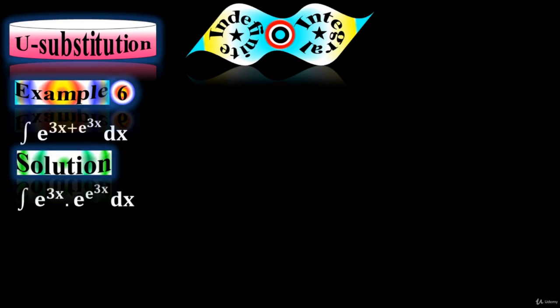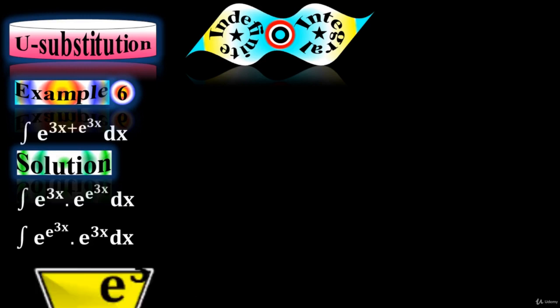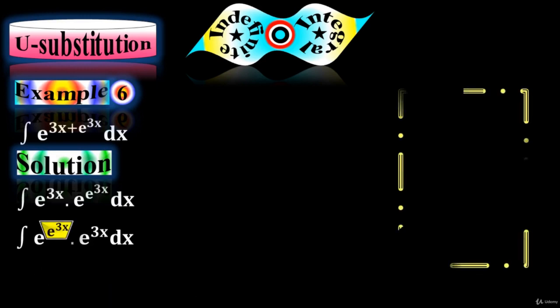What we did here, we see that in our given function the power has two terms and they have addition, and that's why we can change it into two terms, the product of two terms. Now integral of e to the 3x times e to the 3x dx. Let's suppose e to the 3x equals u.